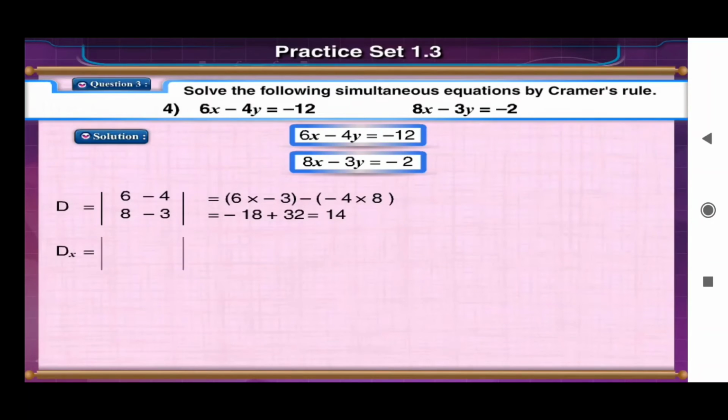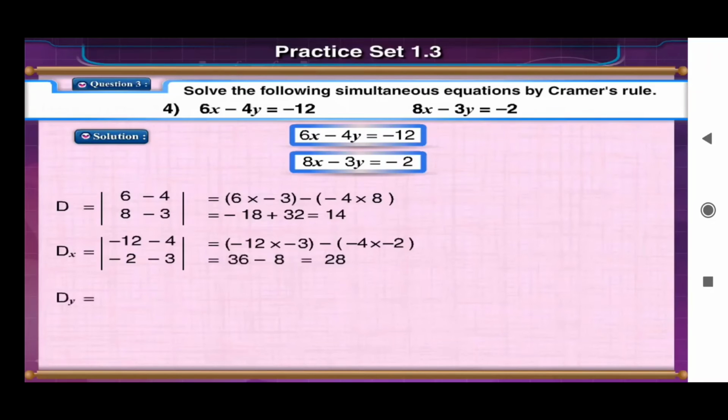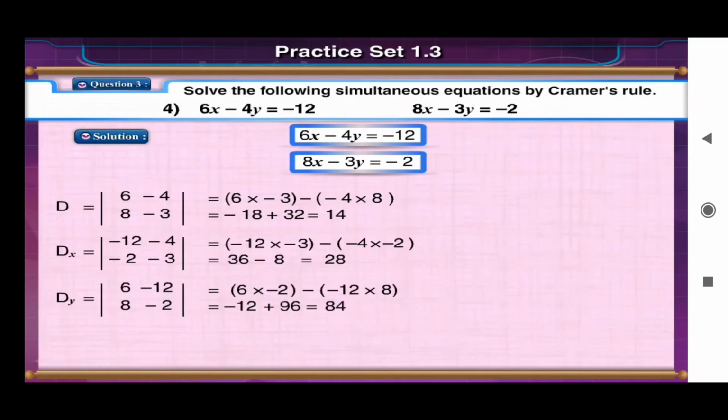Dx is equal to determinant of minus 12, minus 4, minus 2, minus 3, which is equal to minus 12 into minus 3 minus minus 4 into minus 2, that is equal to 36 minus 8, which is equal to 28. Dy is equal to determinant of 6, minus 12, 8, minus 2, that is equal to 6 into minus 2 minus minus 12 into 8, which is equal to minus 12 plus 96, that is equal to 84.